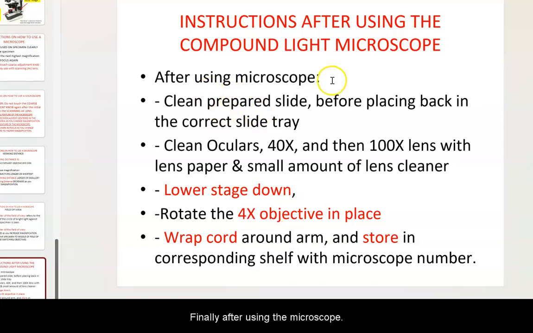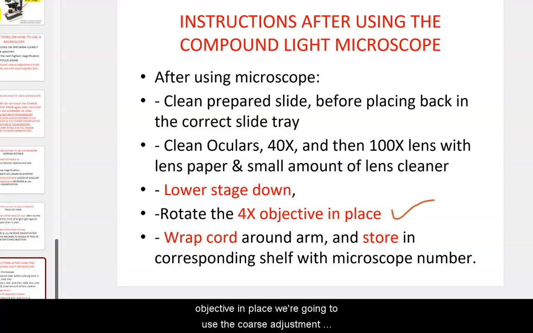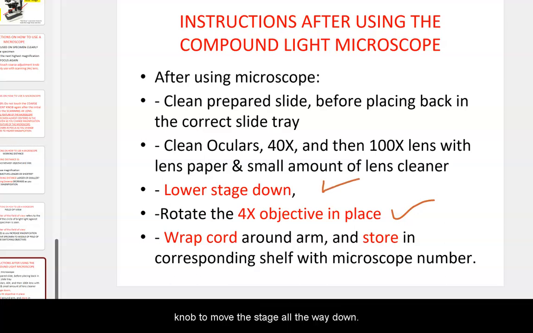Finally, after using the microscope, you need to put the prepared slide away in the correct slide tray. You might want to clean it before you return it to the slide tray. The oculars are rotated, and we're going to put the 4x objective in place. We're going to use the coarse adjustment knob to move the stage all the way down. We're going to wrap the cord around the arm and store the microscope with the arm out. This concludes the PowerPoint on microscopy.